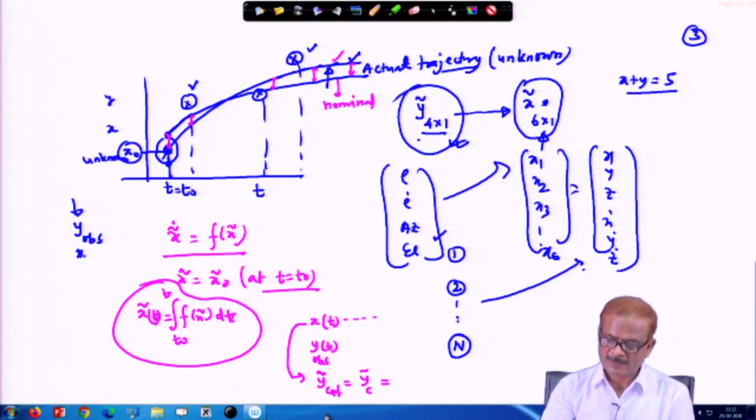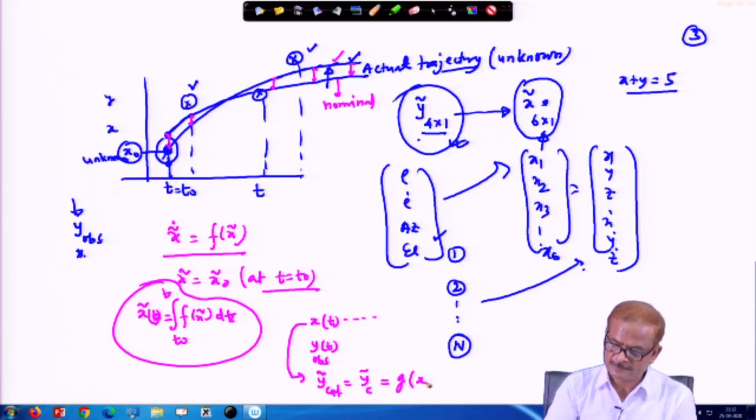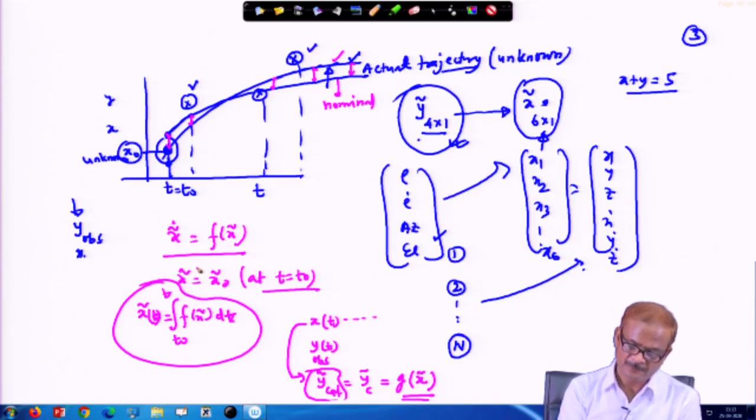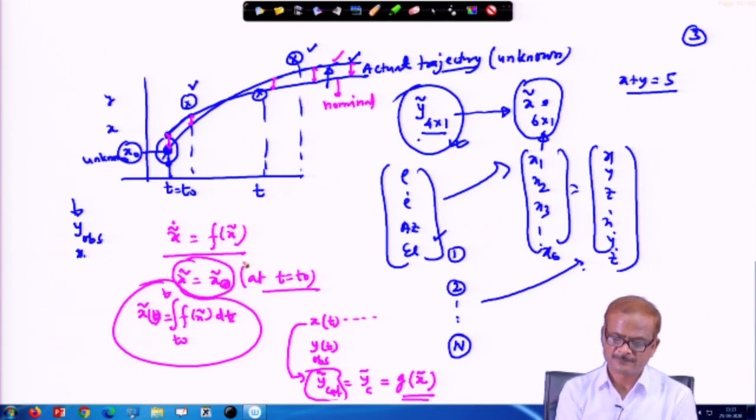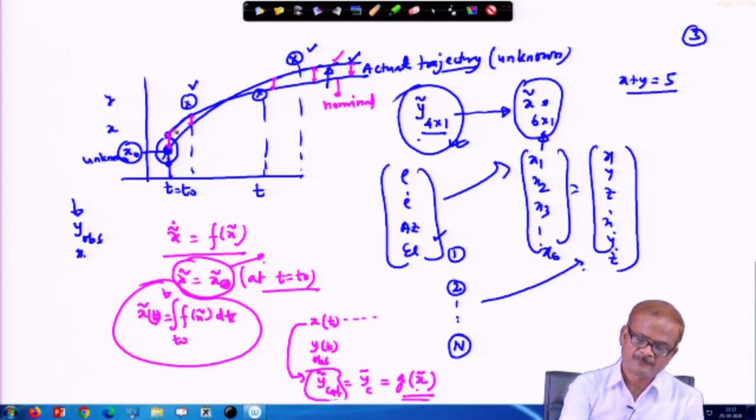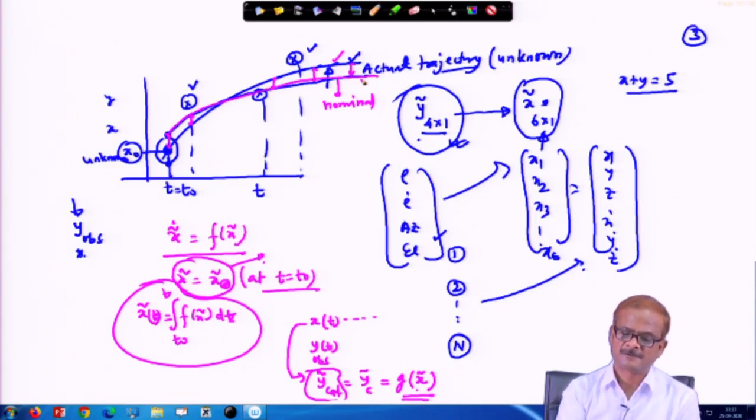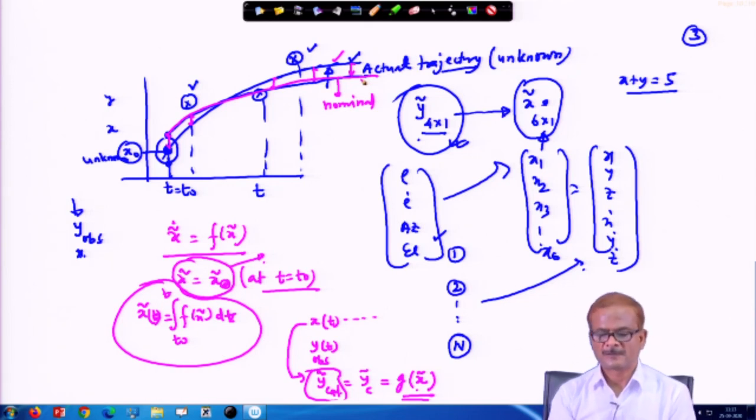Y c tilde, and how are we calculating it? Using this equation. Once we calculate it, you can see that there is no noise. The only thing is that the y calculated will differ from the y observed, because the initial value of the state we are assuming, x equal to x 0, is not correct. This is coming from the inertial navigation system, and it is not correct, and therefore, once you integrate it, it will follow this route, it will go like this. So, this is not the right thing.